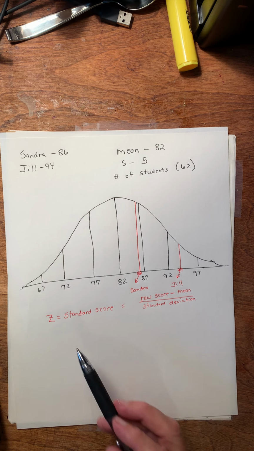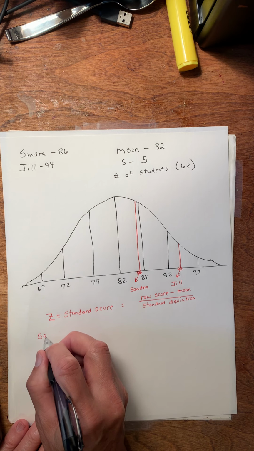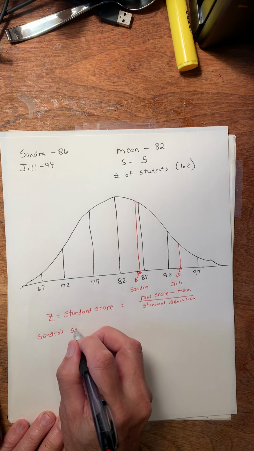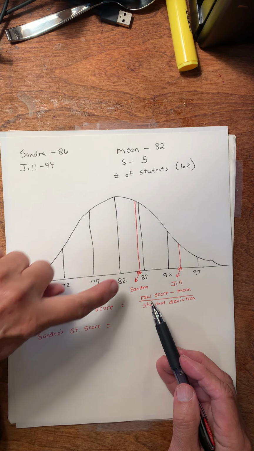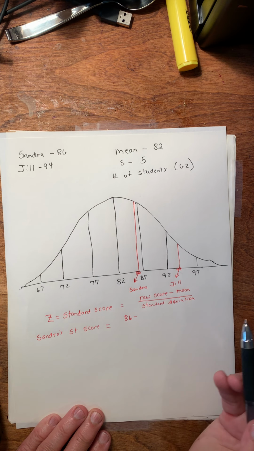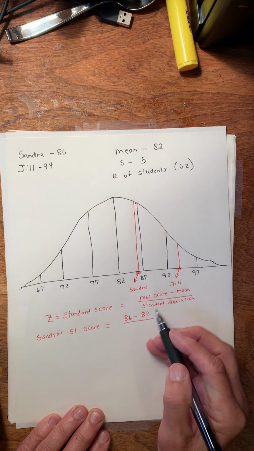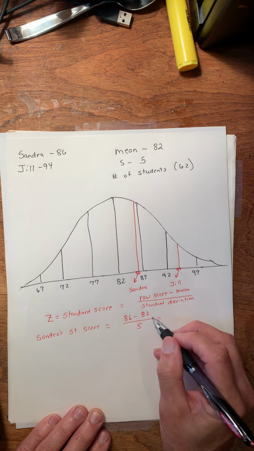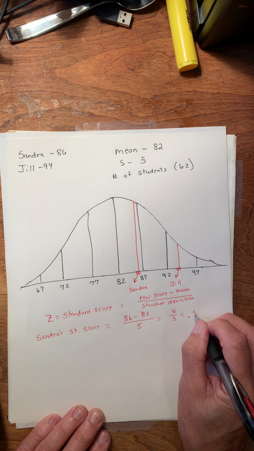All right. So first of all, let's do Sandra. For Sandra, Sandra's standard score, or her Z-score. Okay, so it's going to be her raw score, 86. Raw score is just what you got, minus the mean, which I'm told is 82, all over the standard deviation, which is given to be 5. So 86 minus 82 is 4 over 5, so I get 0.80.